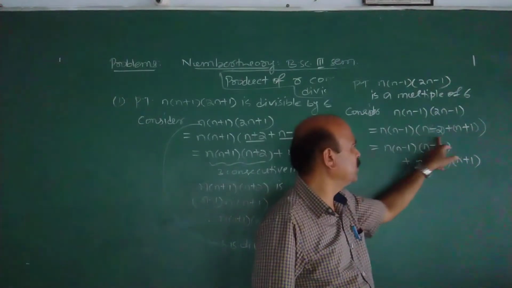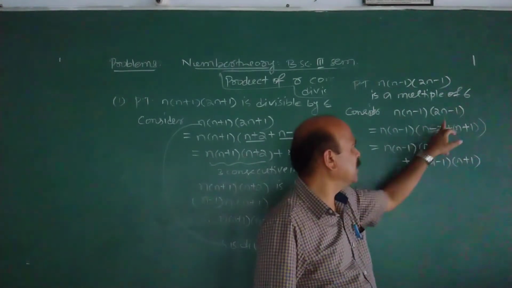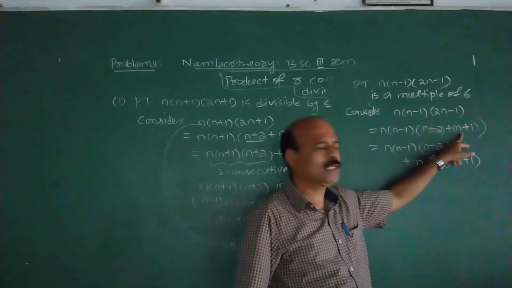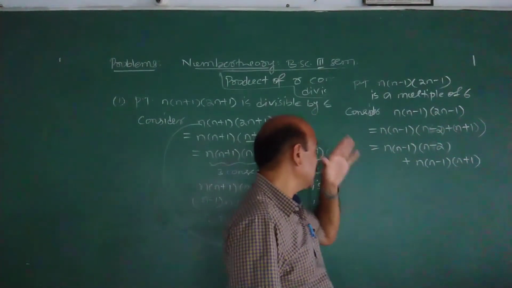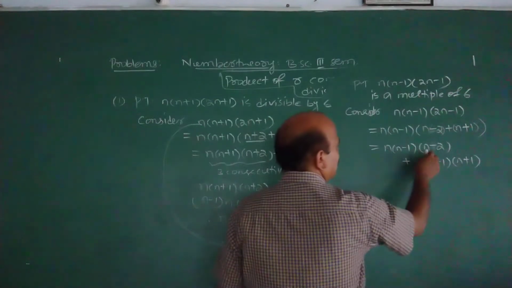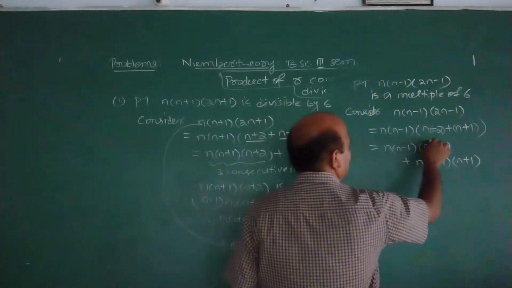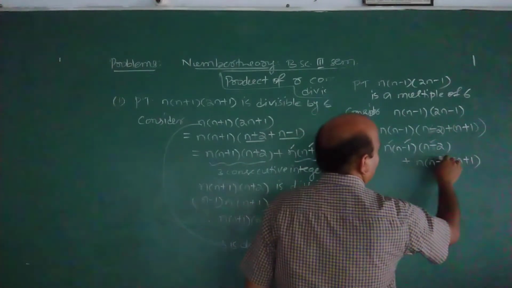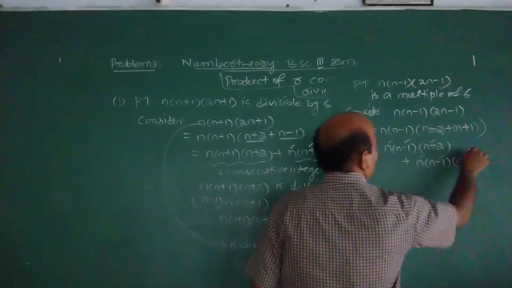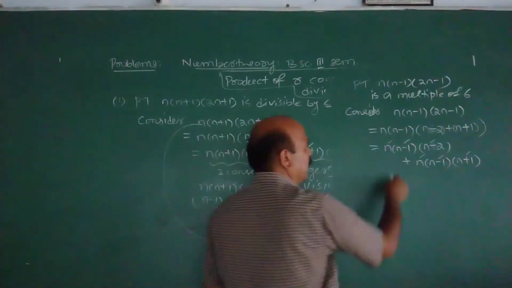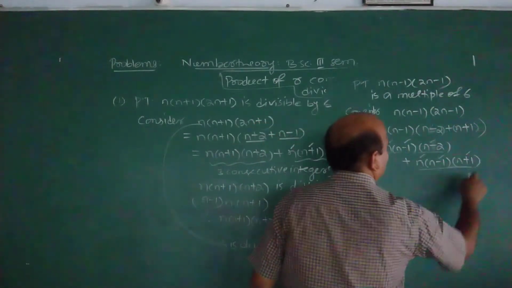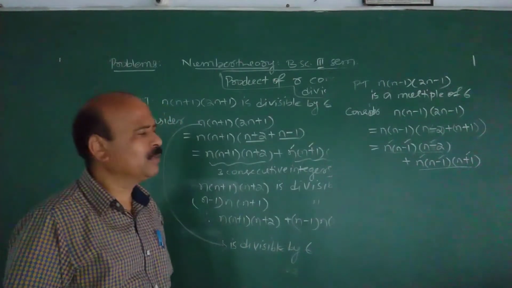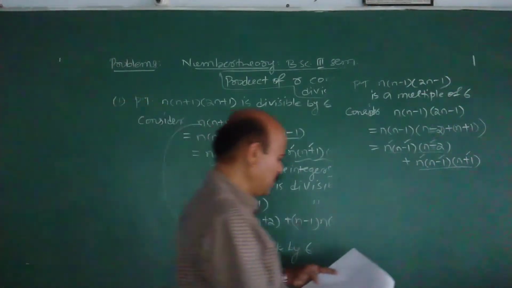Now simplify this. 2n minus 1 is written as n minus 2 plus n plus 1. Now this is a sum. Each is a product of three consecutive integers: n minus 2, n minus 1, n, and n minus 1, n, n plus 1. It is divisible by 3 factorial. It is also divisible by 3 factorial. Therefore their sum is divisible by 3 factorial, meaning 6.